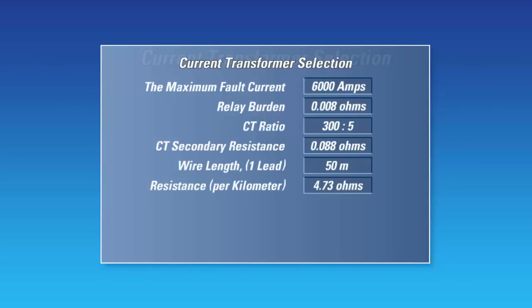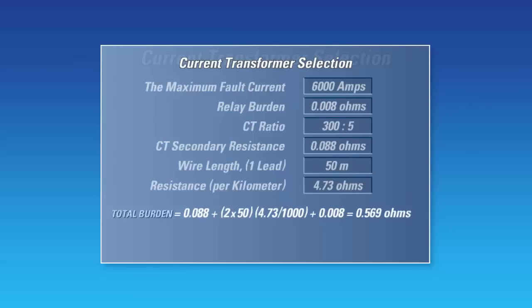The total burden is calculated as follows. The total burden equals the CT secondary resistance 0.088 plus 2 times the lead length of 50 meters times the lead resistance of 4.73 ohms per kilometer divided by 1,000, plus the relay burden of 0.008 ohms, which equals a total of 0.569 ohms. Therefore, the CT secondary voltage at the time of fault is equal to the total burden resistance of 0.569 ohms times the fault current of 6,000 amps divided by the CT ratio of 300 to 5, which equals a fault voltage of 56.9 volts.